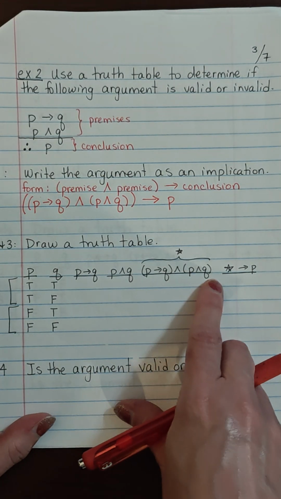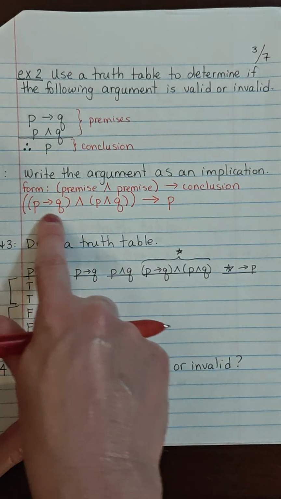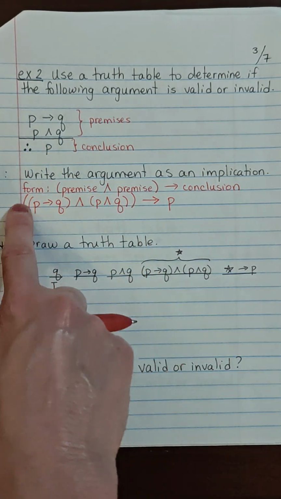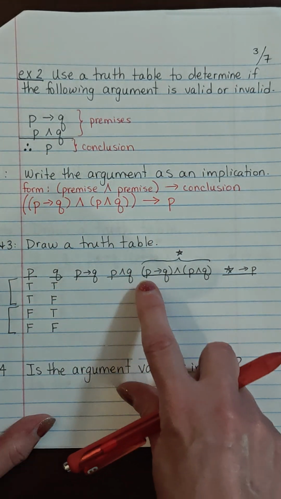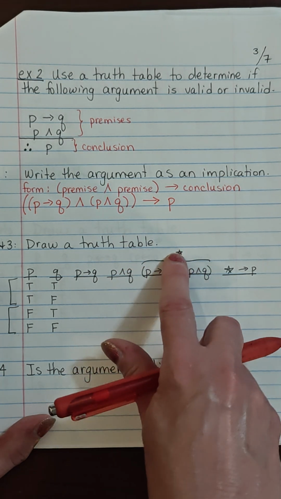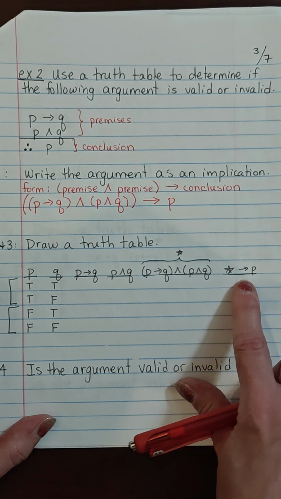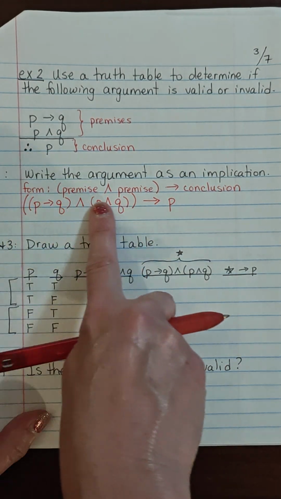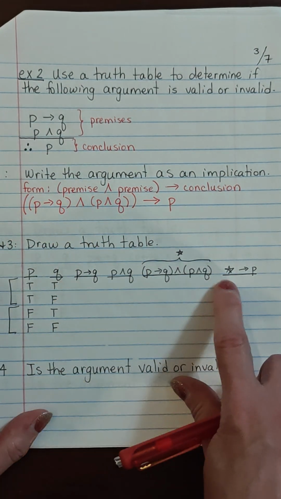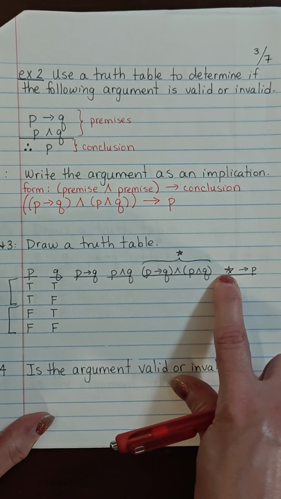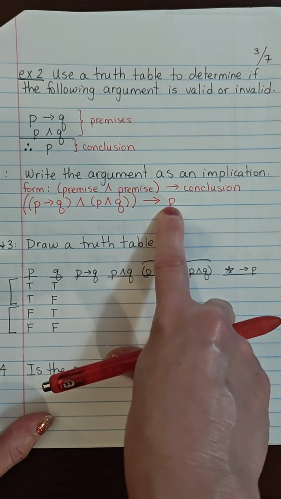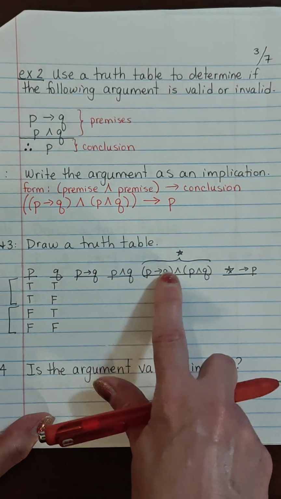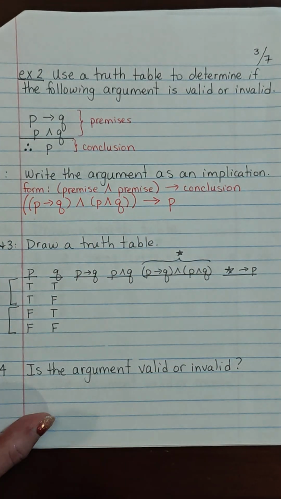What I usually do is, all of this mess over here on the left, once I get my column built for all of this mess, I will call it star. And then my last column, rather than rewrite all of this stuff, I will just abbreviate it and put star implies P. That way, this star is just my abbreviation for all this mess that's on the left side.